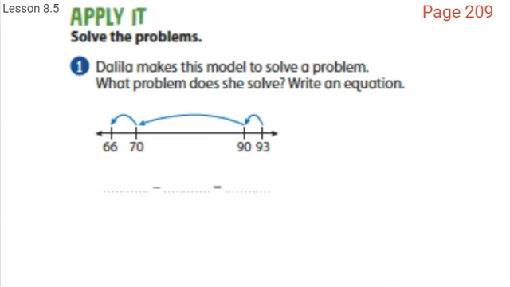Okay, boys and girls, we're on lesson 8.5. This is where we're really refining everything that we've learned in the last 3 lessons that we went over. So we did 8.1 and 8.2, and then 8.3. Now we're going to be looking at 8.5. Again, it's a word problem, so we want to circle the important information in this problem. Number 1, Delilah makes this model to solve a problem. What problem does she solve? Write an equation. I'll give you a moment here to do that. Go ahead and pause the video, then come back.